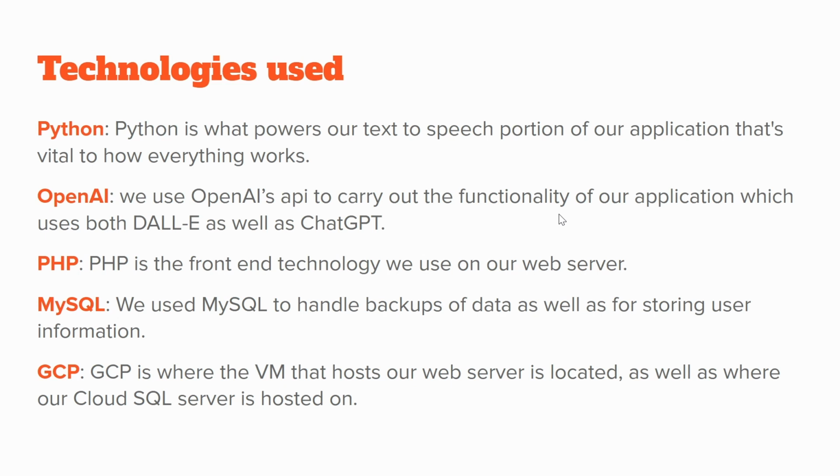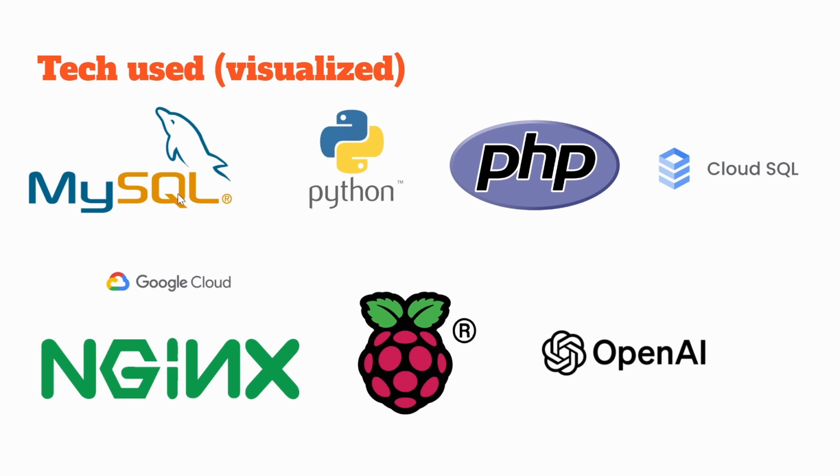For the tech that we used in our whole application, we used Python, which obviously is the language that we use for our text-to-speech portion of our application. We used OpenAI's API, which allowed us to use DALL-E as well as ChatGPT. PHP was the front-end language that we used for our Nginx server. We used MySQL as the relational database, and it handled backups of our data as well as stored the information that our users would give to our application. And then Google Cloud Platform is where the VM for our web server is located, as well as our Cloud SQL server that we host our database on. This is just a visualization of the tech stack that we used: MySQL, Python, PHP, Cloud SQL, Google Cloud, Nginx, Raspberry Pi, and OpenAI.